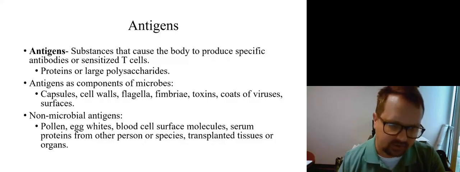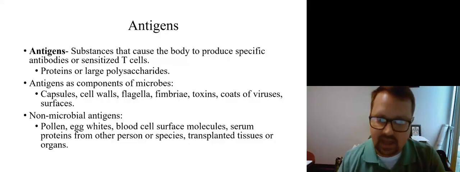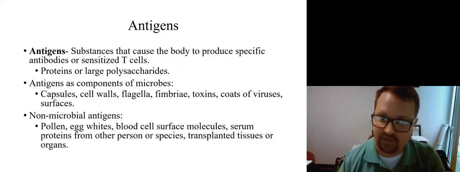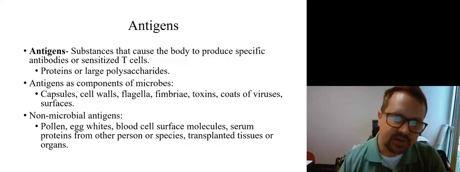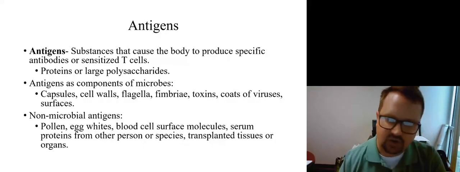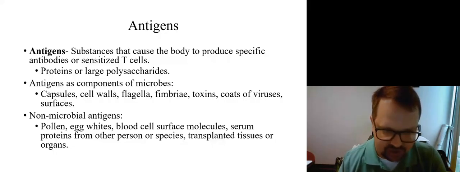Antigens are components of microbes. They're found on the capsule, the cell walls. They can be part of the flagella. They can be on fimbriae. They can be seen as toxins. They can be coats of viruses or surface structures. So there are a variety of things that can be seen as antigenic.